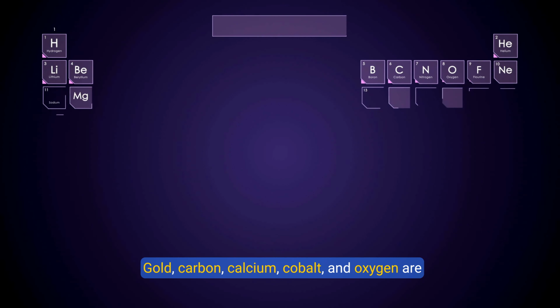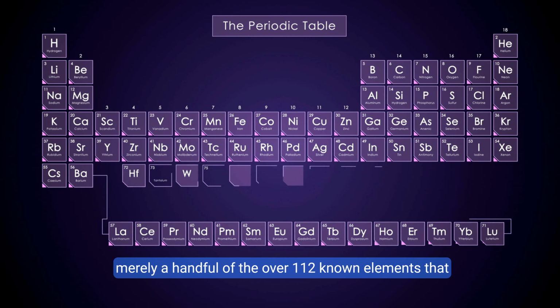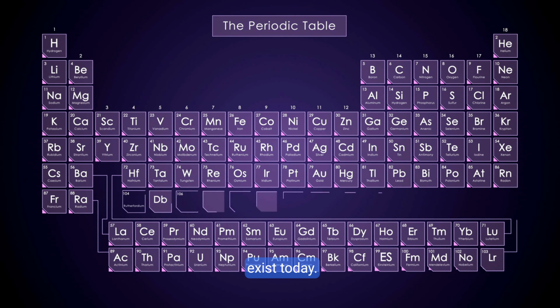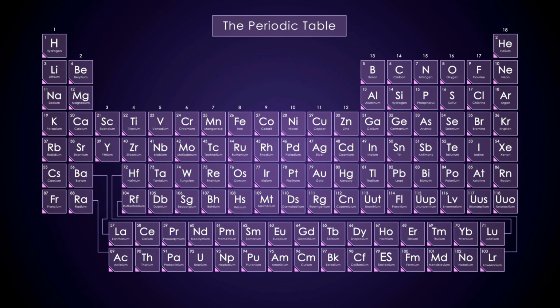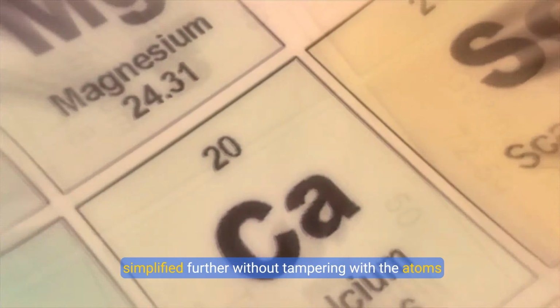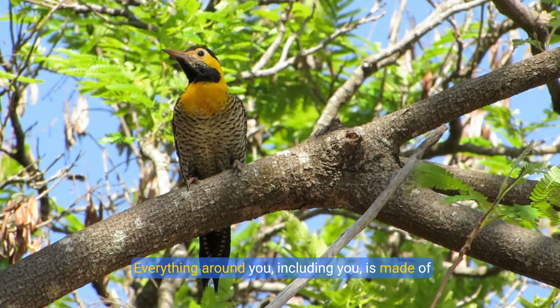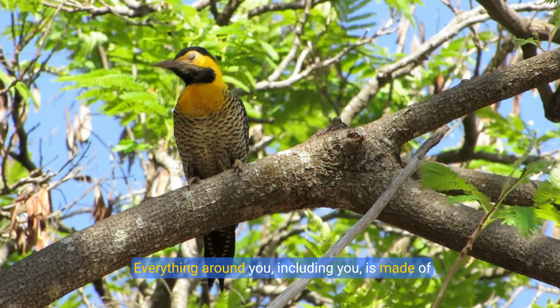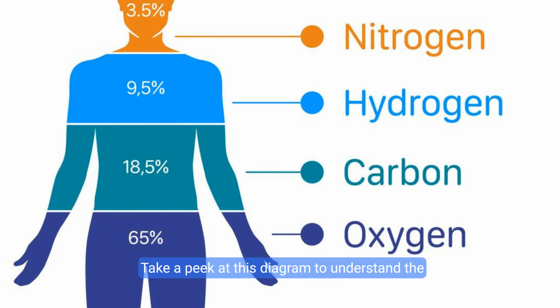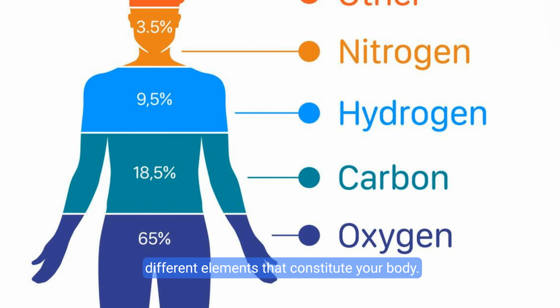Gold, carbon, calcium, cobalt, and oxygen are merely a handful of the over 112 known elements that exist today. Elements are fundamental substances that cannot be simplified further without tampering with the atoms themselves. Everything around you, including you, is made of these elements. Take a peek at this diagram to understand the different elements that constitute your body.